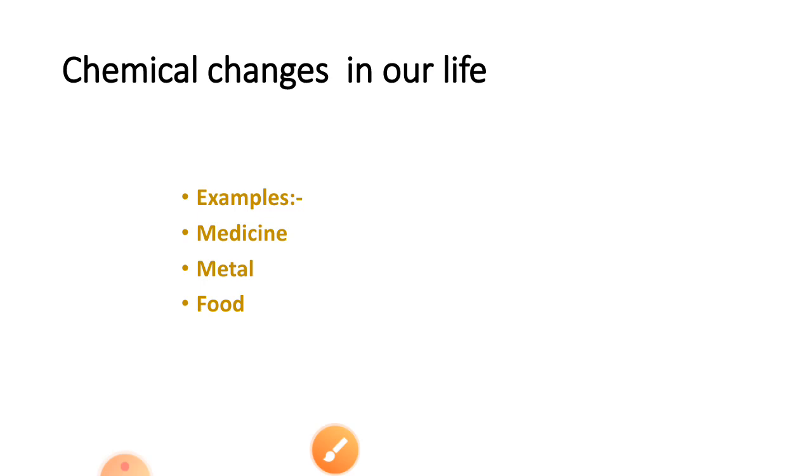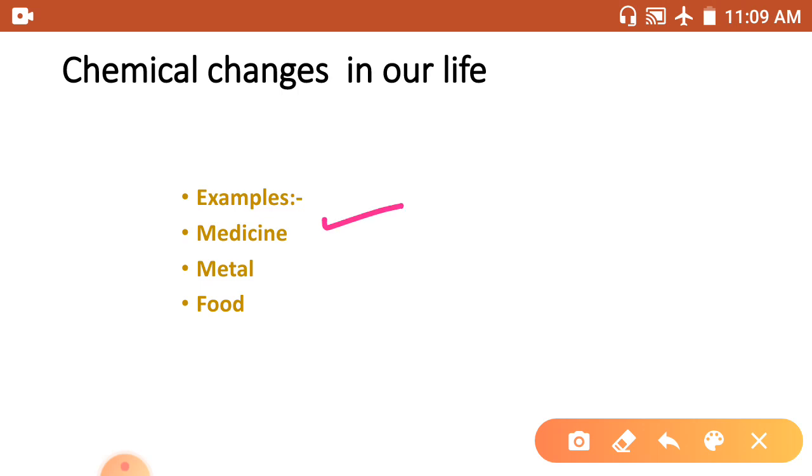Now chemical change is very important in our life. It helps in many ways, for example medicine, metal and food. Medicine helps to make us healthy and protect us from diseases, and it is made with chemical reactions, so it is an example of chemical change.